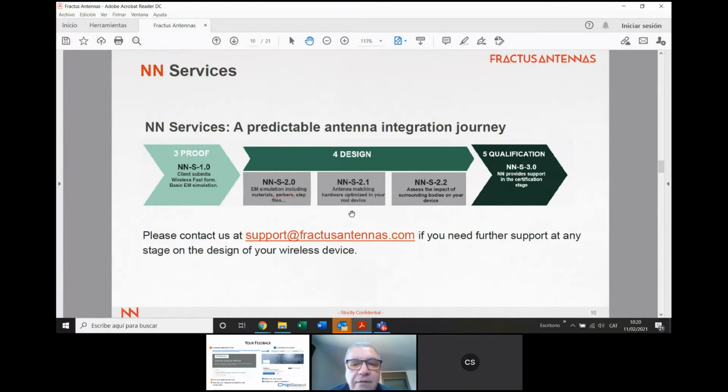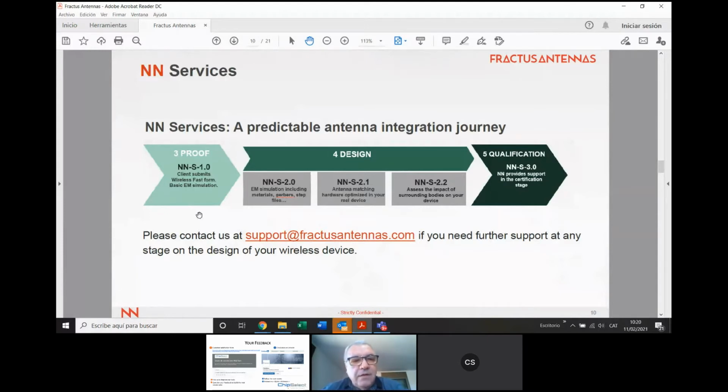This is a very complex service, a very complex exercise. For a monoband antenna it takes about 3-4 weeks, and a multiband antenna takes about 4 or 5 weeks. But you are getting a real matching network, a real bill of materials to maximize the antenna in your device. In some cases, some customers try to make the matching network themselves and they get a bill of materials, but they don't know if this is the best possible. And we are offering you the best possible.